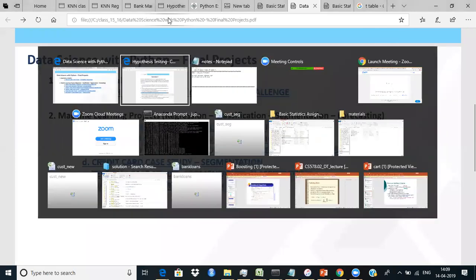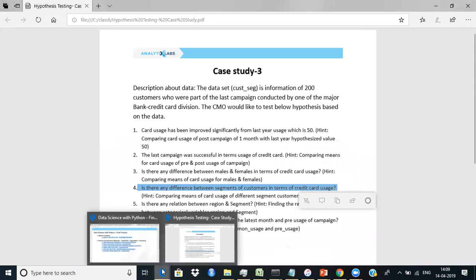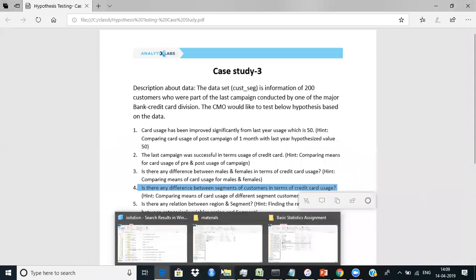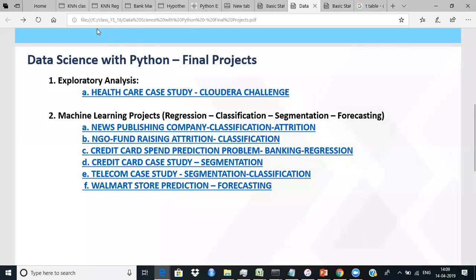Sir, how to identify where the single sample t-test and the paired t-test would be applied? Yeah, I'll come to this. Sorry, you want me to go to which one? The code, right? Okay.